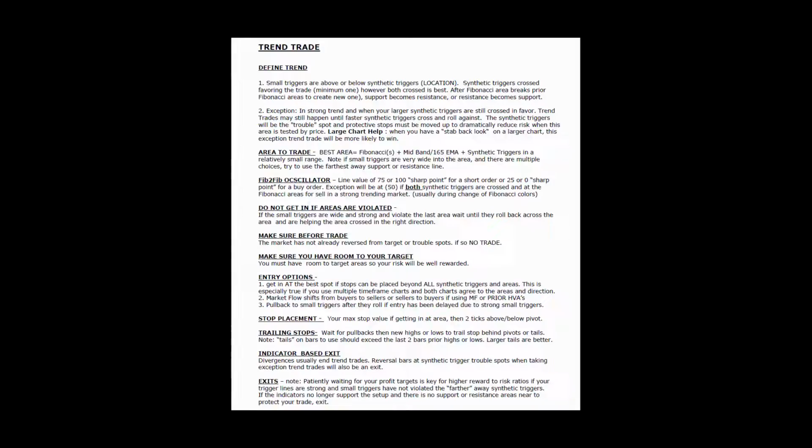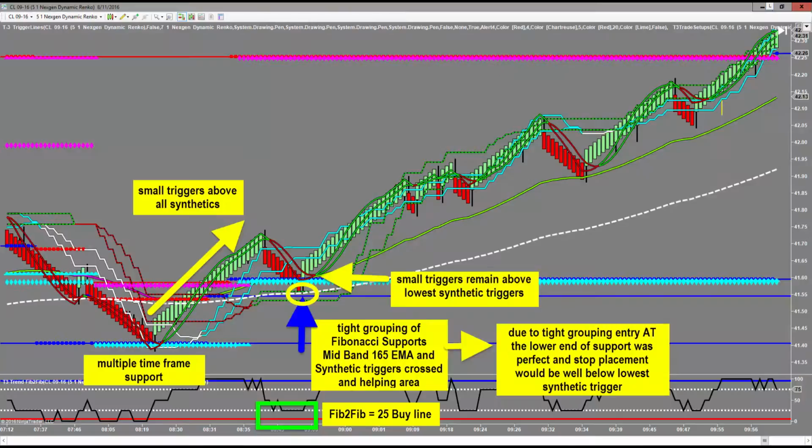Now, before we get into the trade, we also want to make sure that the market is not coming down to our entry spot from our target area. If it's coming from our target area, we don't want to actually use that. We also want to make sure that we've got room to our next target. So if we look at the picture, we've got plenty of room to get to our next Fibonacci target way up there at 42.26.